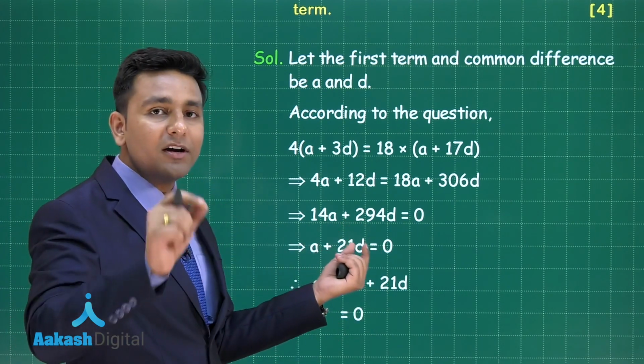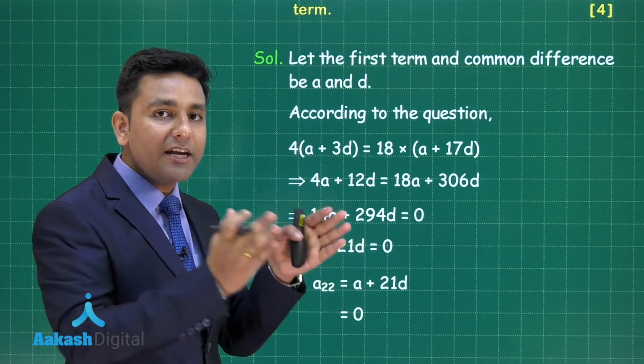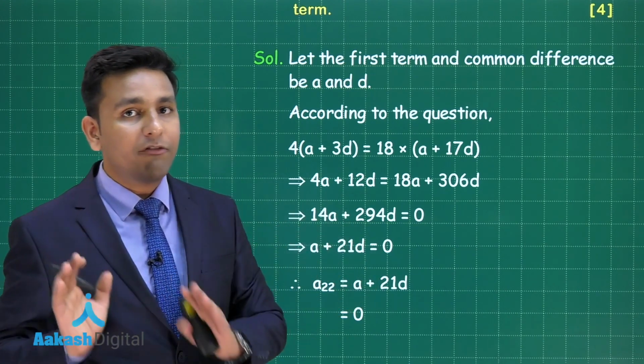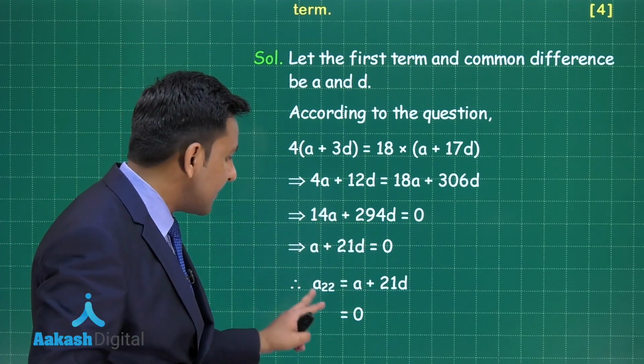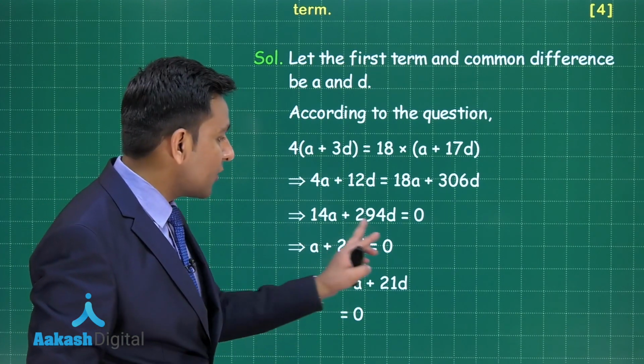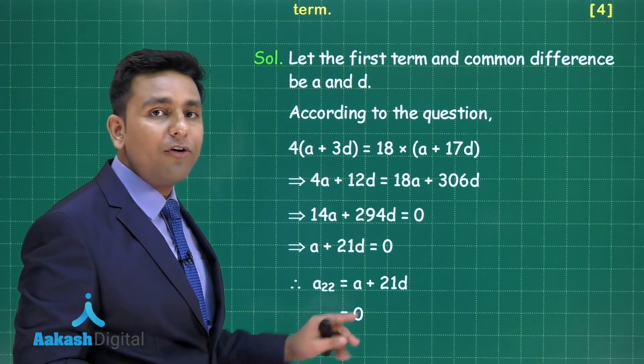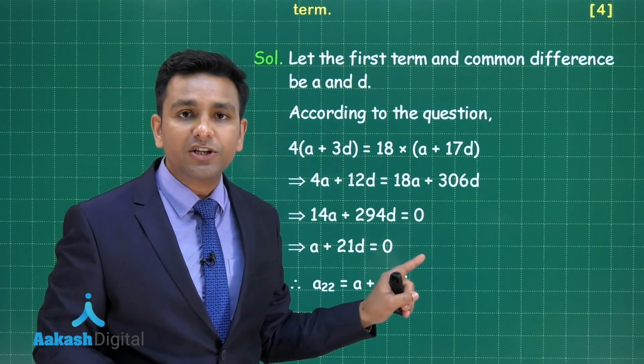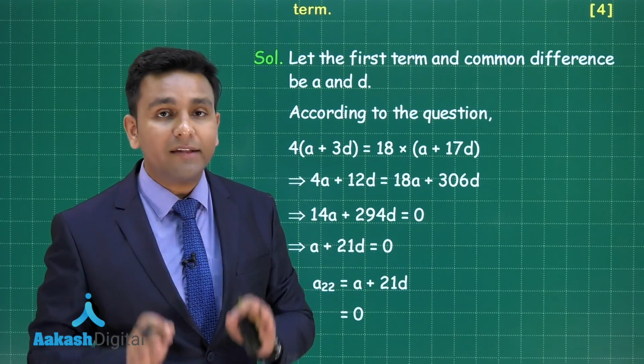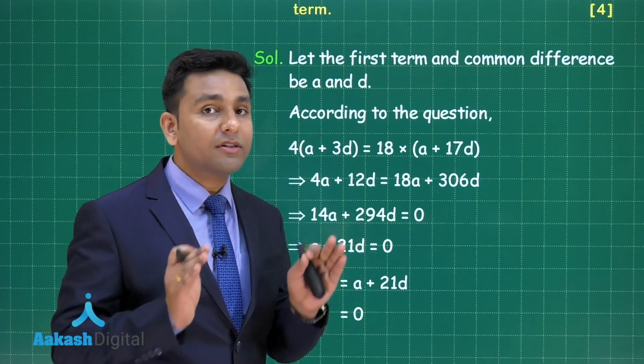21 into d can be written as 22 minus 1 into d. That means a plus n minus 1 into d form. So this is representing the 22nd term, and this is equal to 0. So here we can conclude that the 22nd term of the given arithmetic progression will be 0, and this is the answer for this question.